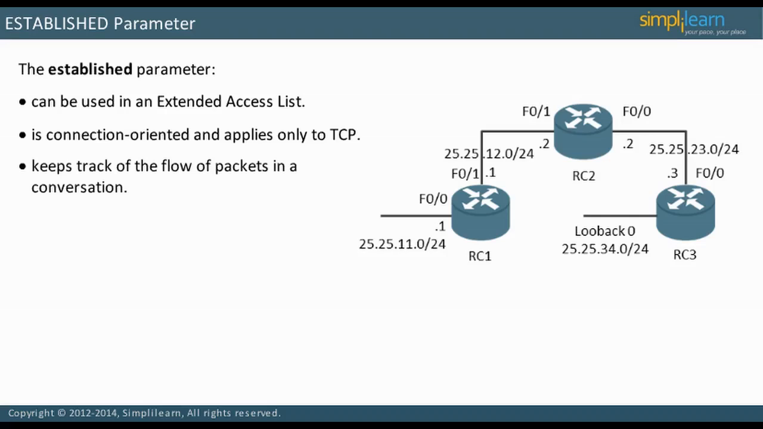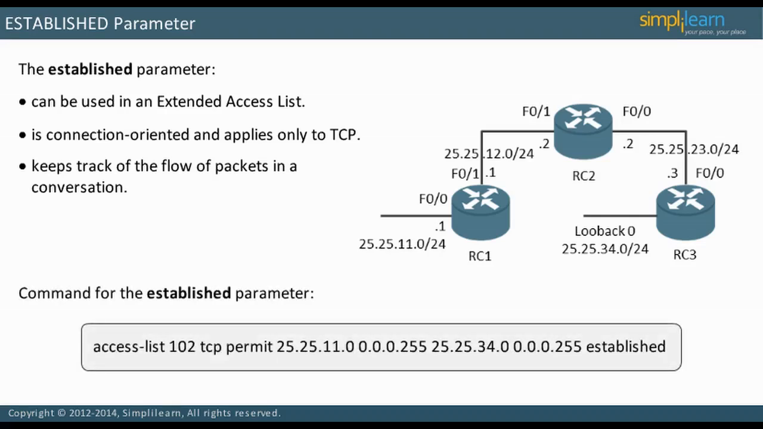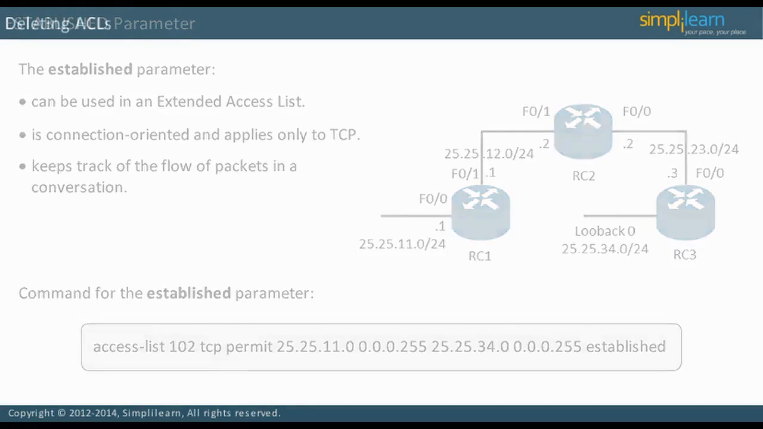Let us configure an access list which allows hosts in 25.25.11.0/24 to access 25.25.34.0/24 and permits return traffic. Hosts on 25.25.34.0/24 cannot initiate traffic to 25.25.11.0/24, but it can return traffic from the 25.25.11.0/24 subnet. Take some time to review the command. In the next slide, let us understand how to delete ACL.